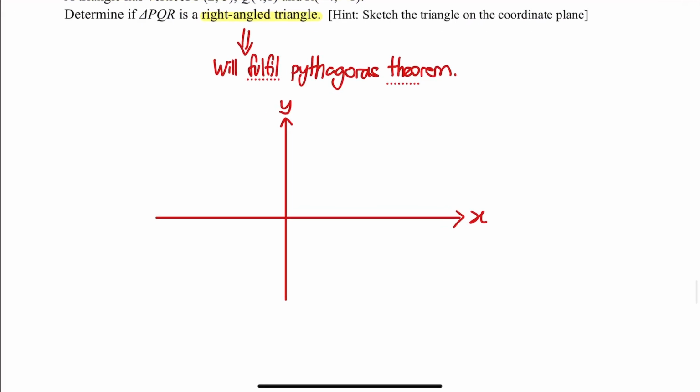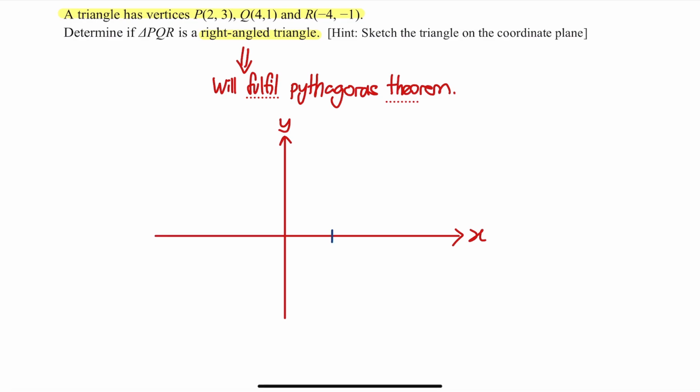Point P is 2, 3. So let's say I plot the points 2, 4 and 0, then 1, 2, 3. So over here, this means that point P is somewhere over here, and point Q is somewhere over here. Then point R is -4, -1. Let me make this smaller. So 0, -1, -2. That means point R lies somewhere over here.